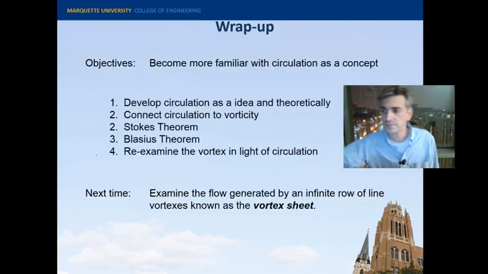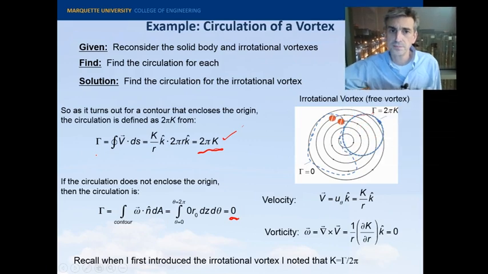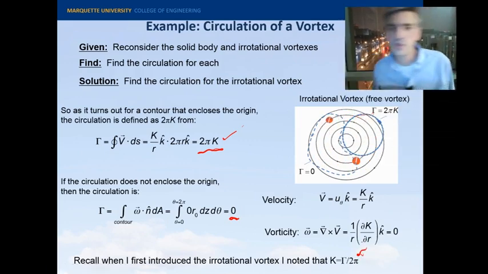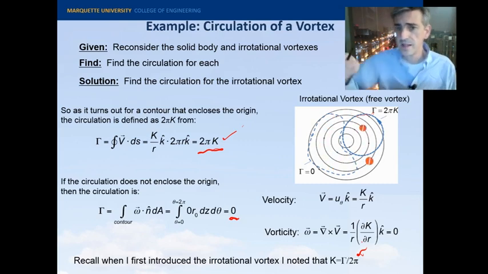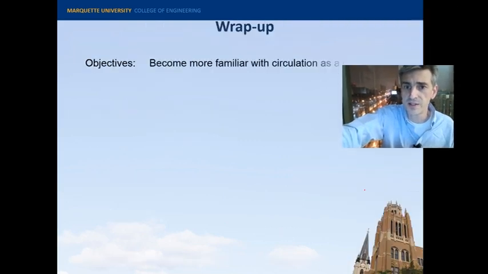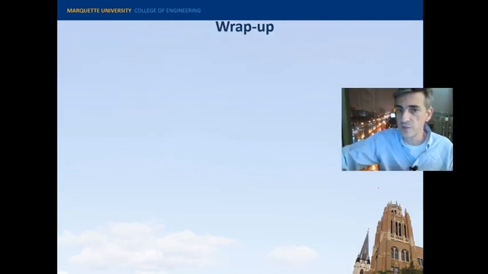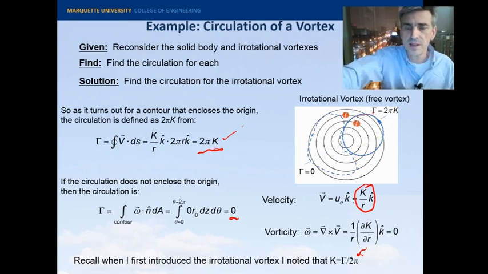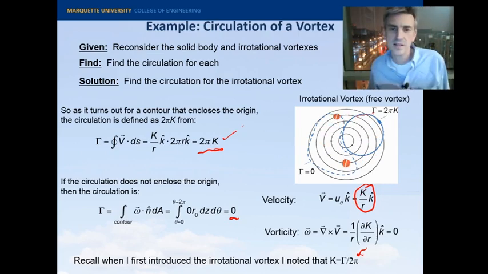All right, so to wrap up here, we became more familiar with circulation and its concepts and what it means. We ran through 5 different exercises. And next time we're going to examine the flow associated with an infinite row of line vortices, which forms a vortex sheet. And so we call that the vortex sheet.